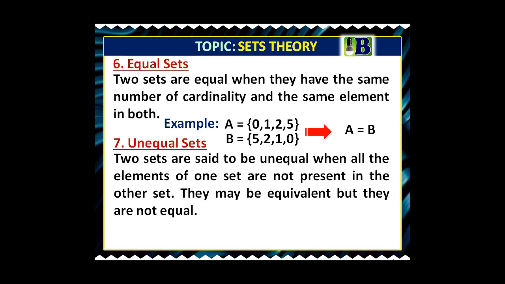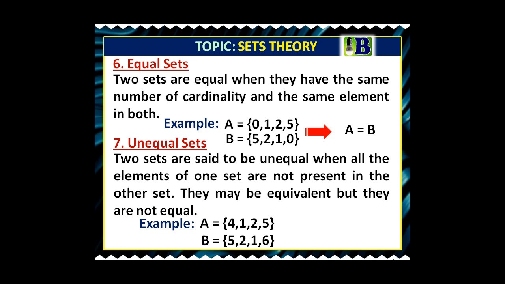So we have the unequal set, which is the opposite of equal set. Two sets are said to be unequal when the elements of one set are not present in the other set. They may be equivalent, but they are not equal. So let's use an example to demonstrate it.